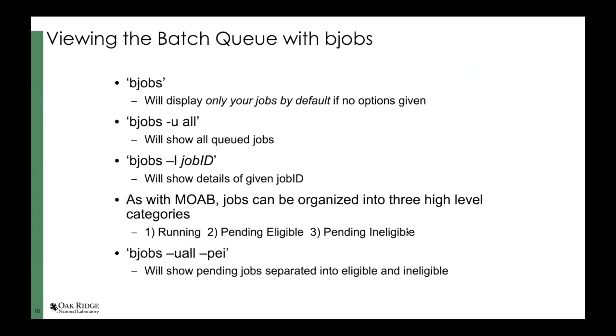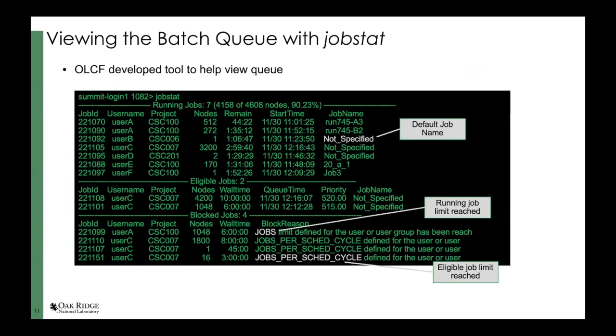So you can use bjobs, with the command that I showed there to see the differences. But what I like the best is a command that we wrote here in the lab called jobstat. So jobstat will give you the separation of the queues. It will show you the queues in its entirety and separate it into running, eligible, and blocked, as you can see here. If you run this on Summit, you will see a much larger queue, but this is a small example of what you might see.